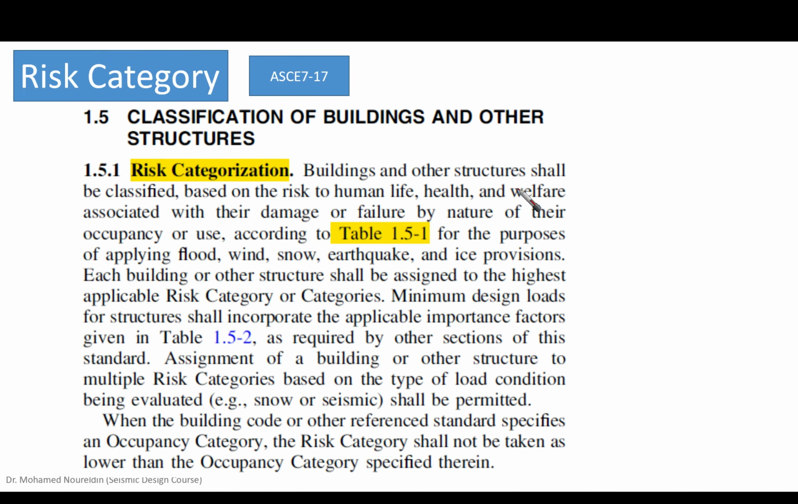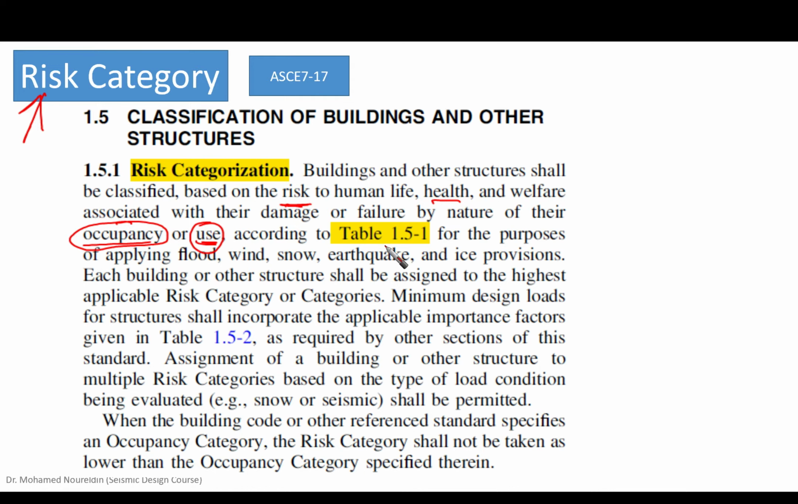Now let's go back to the definition given by the code. Buildings and other structures shall be classified based on the risk to human life, health, and welfare associated with their damage or failure, by nature of their occupancy or use. That's the word risk that has been used here. This is why the word occupancy category was mentioned in the previous slide. So we are talking about the type of occupancy or use that this structure is being used for.